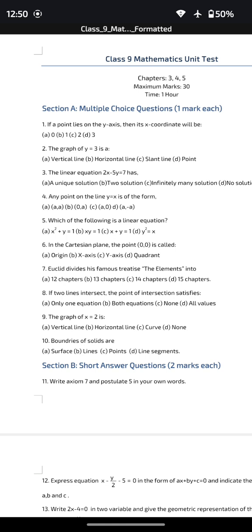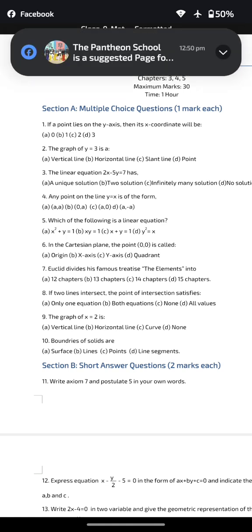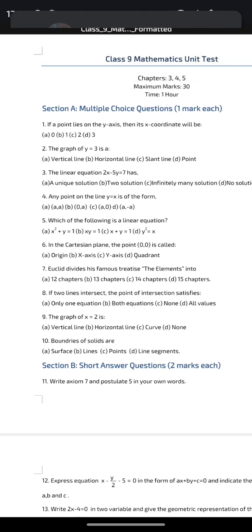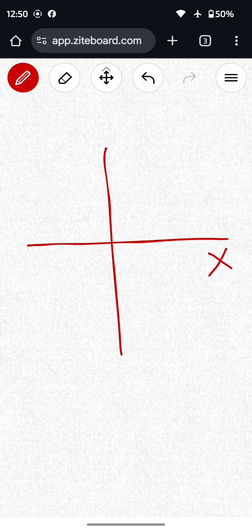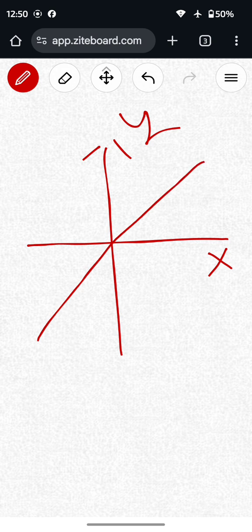has many solutions. Okay, now question number 4. Any point on the line y equal to x is of the form a comma a, 0 comma a, comma 0 or a comma minus a. I will show you. This is a coordinate plane, x-axis, y-axis. y equal to x passes through the origin. The equation y equal to x graph passes through the origin.